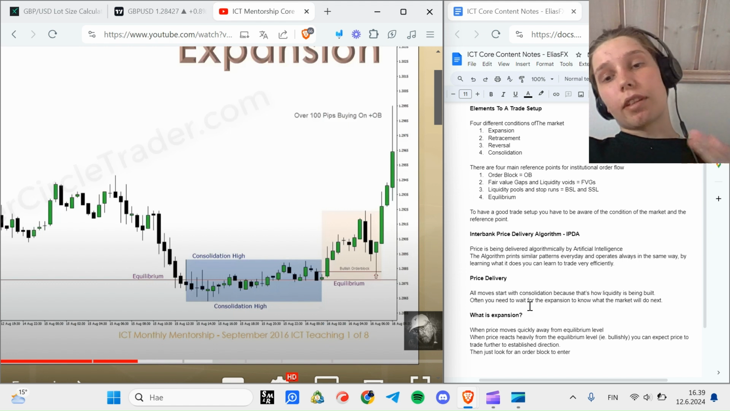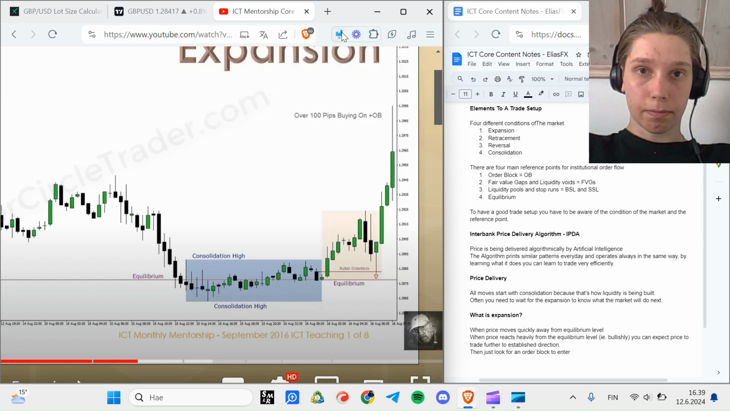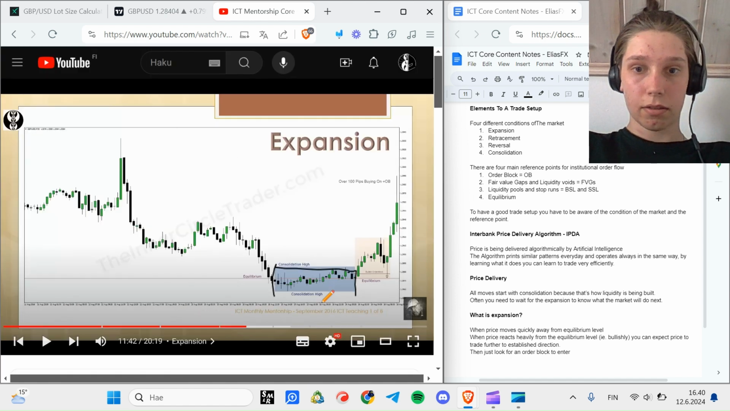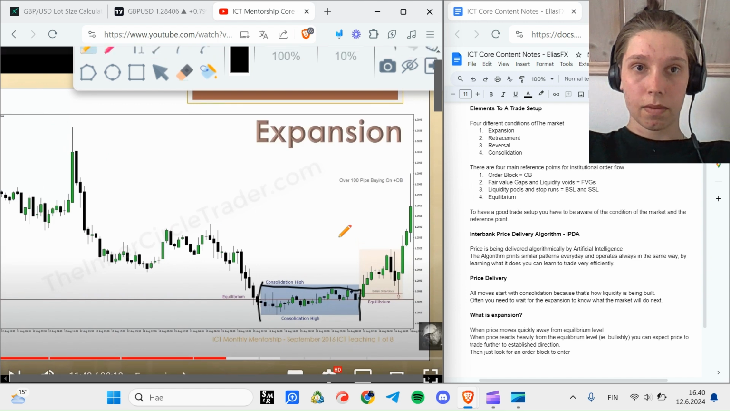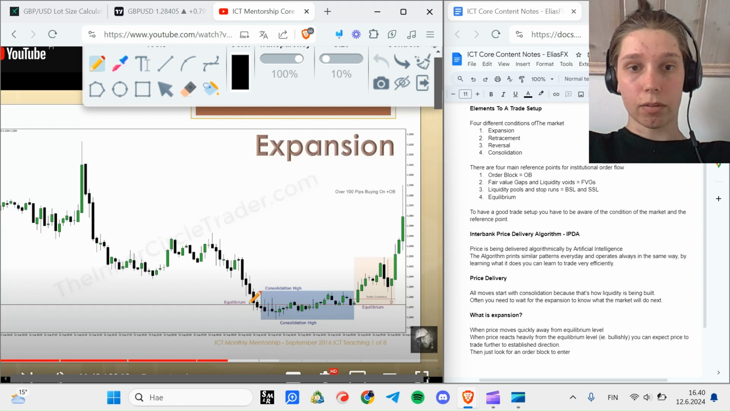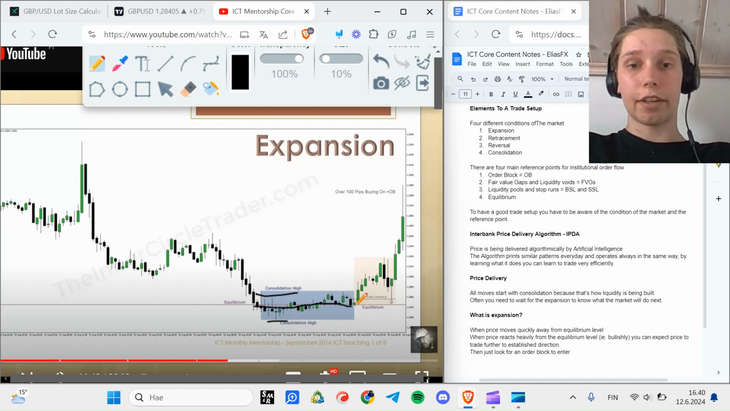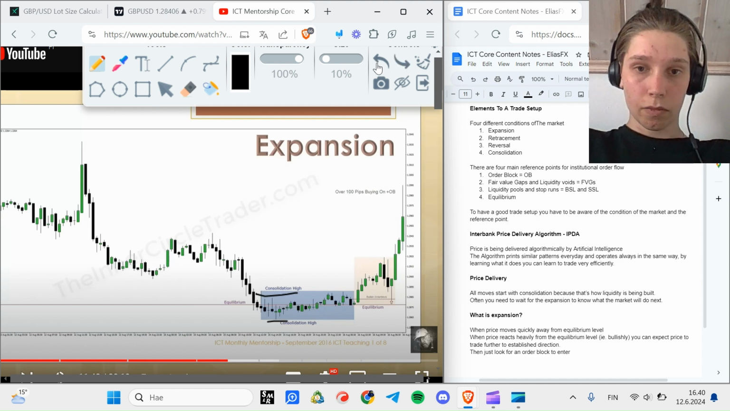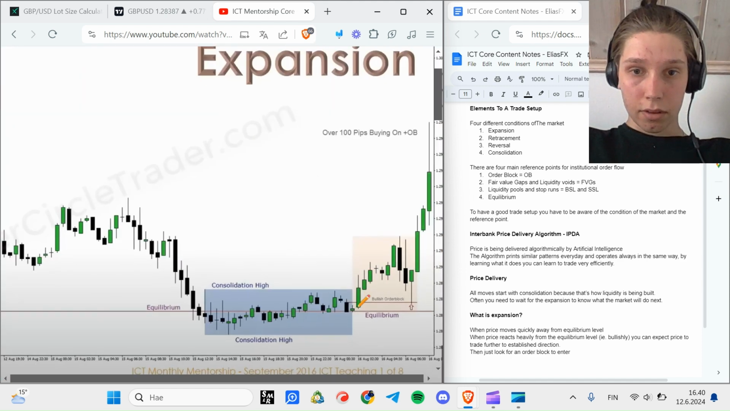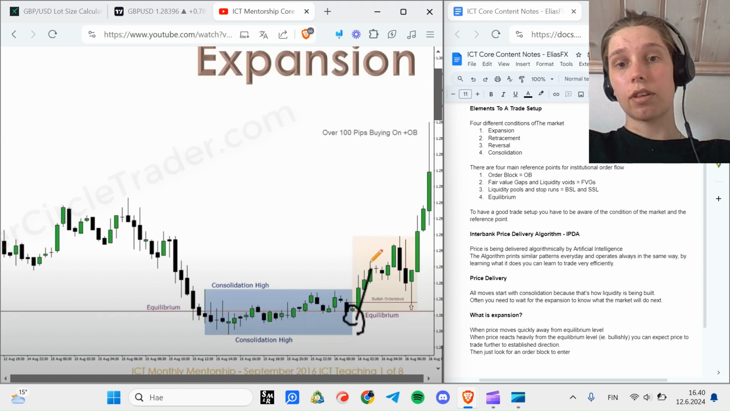So this is a good example of this kind of scenario. What do you have here? Well, you have a consolidation in this area. Now, what is the equilibrium? Well, this is the range, first of all. So equilibrium is 50% of that range, so it's going here. You can see that. Now, here we tap that equilibrium level and trade heavily to the upside.